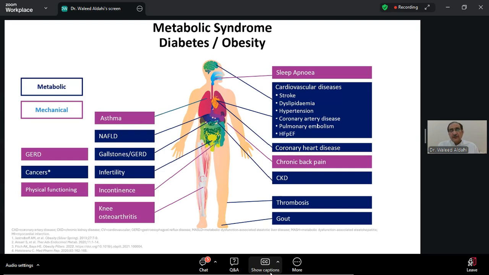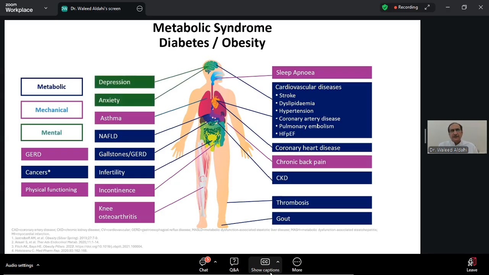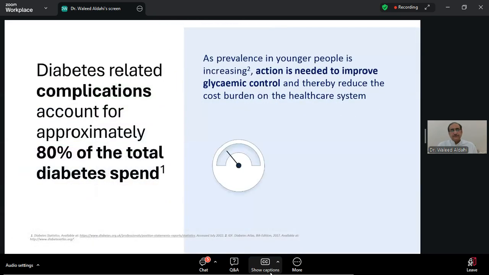Obesity and diabetes can also cause associations with mechanical problems like sleep apnea, asthma, incontinence, knee arthritis, physical and functionality issues. It also affects our mental status, like depression and anxiety. So when you are dealing with diabetic patients, you're dealing with a full spectrum of diseases that involve many parts of the body. And that's why treating diabetic patients is not as easy as it seems.